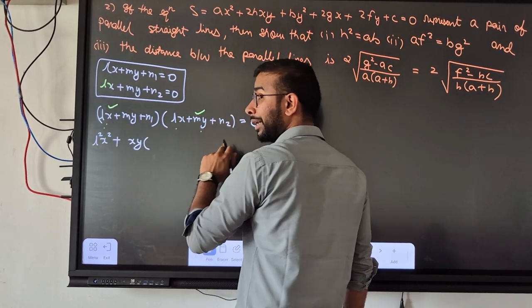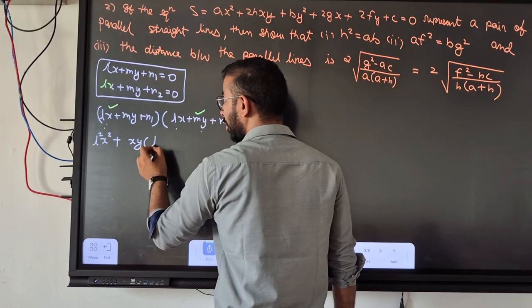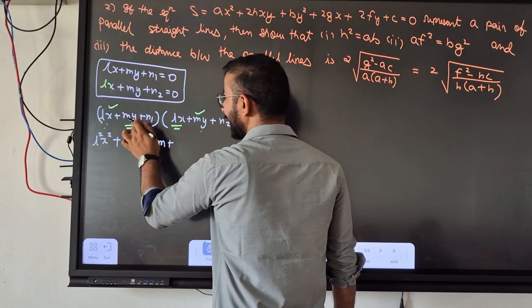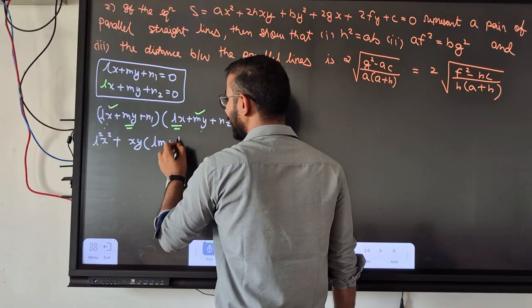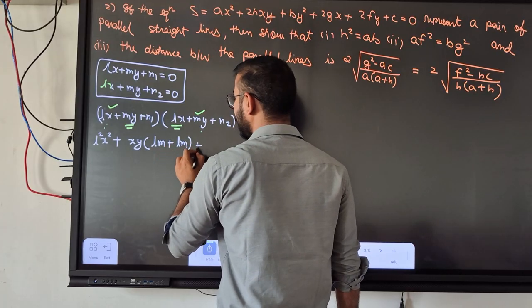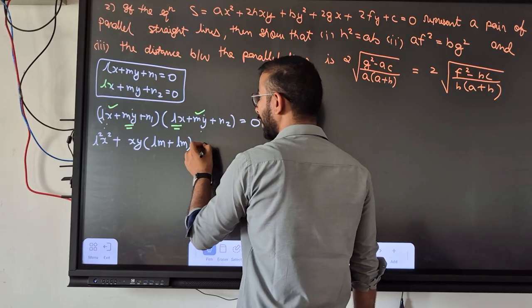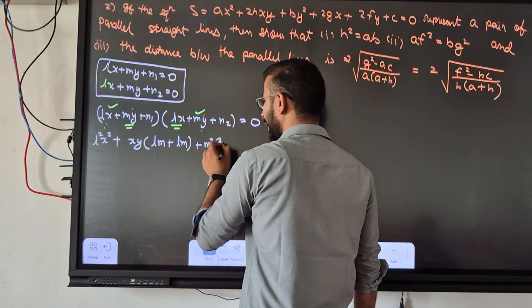Lx is multiplied by my. In bracket, what we'll have is xy taken common, Lm. Very good. Now my is multiplied with Lx. If you take xy common, what is in bracket? Lm. Plus, let's take my multiplied with my, so m square y square.